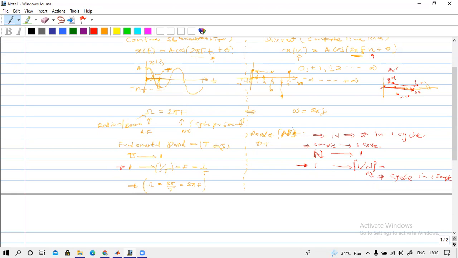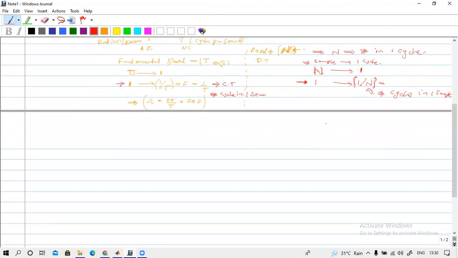So that is the frequency of the discrete sine signal. Cycles in 1 second is the frequency of a continuous time signal. For a discrete time signal, it is the number of cycles in one sample. That is the frequency of the discrete time signal, so you can write frequency as 1 by n.